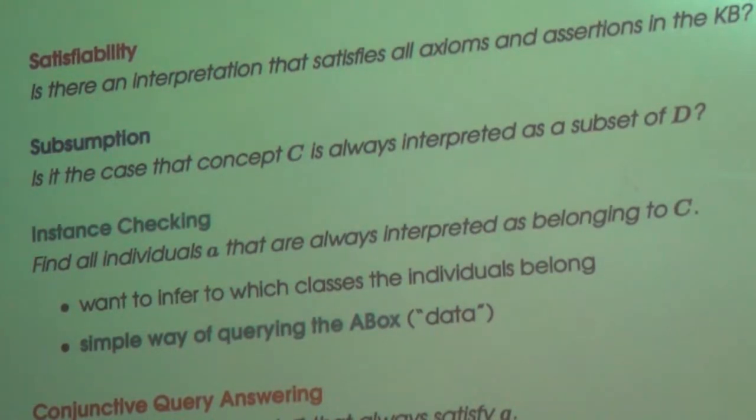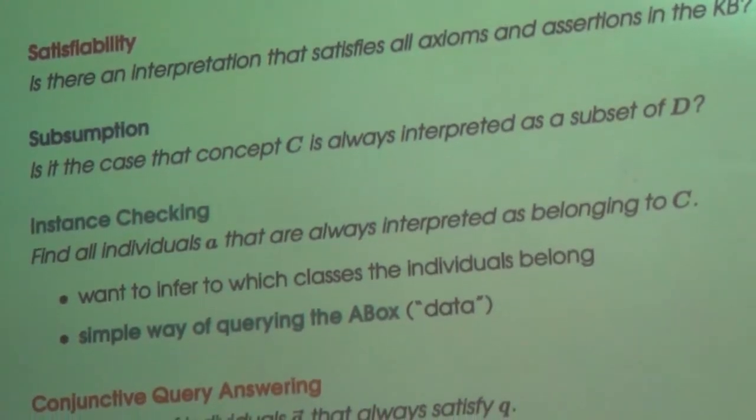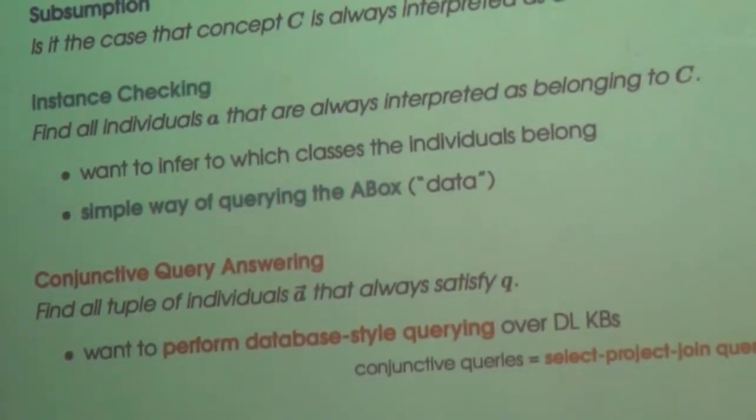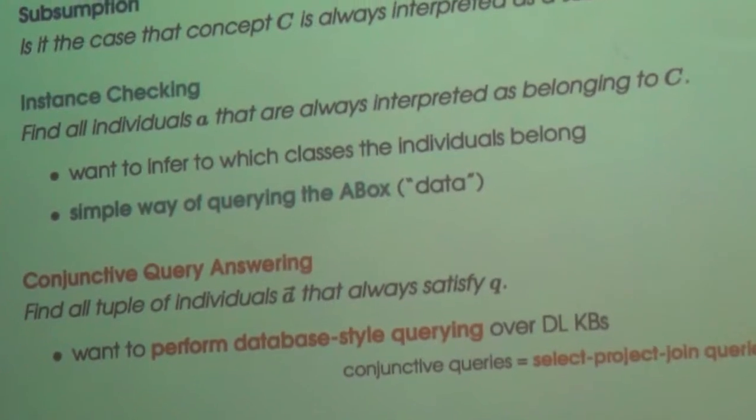I won't go through all the definitions because it would be long and it's really not necessary. But the idea is that we're going to have a conjunctive query, and I'll give an example on the next slide. We want to find those tuples of individuals that always satisfy this query. They're basically answers to it. And these conjunctive queries correspond to a very standard class of queries in databases.